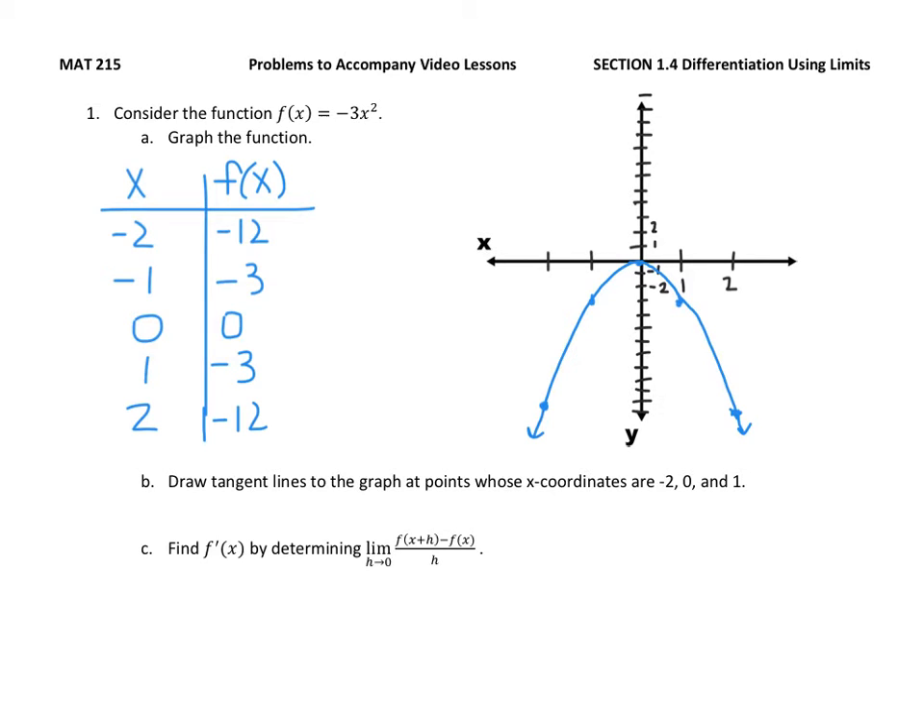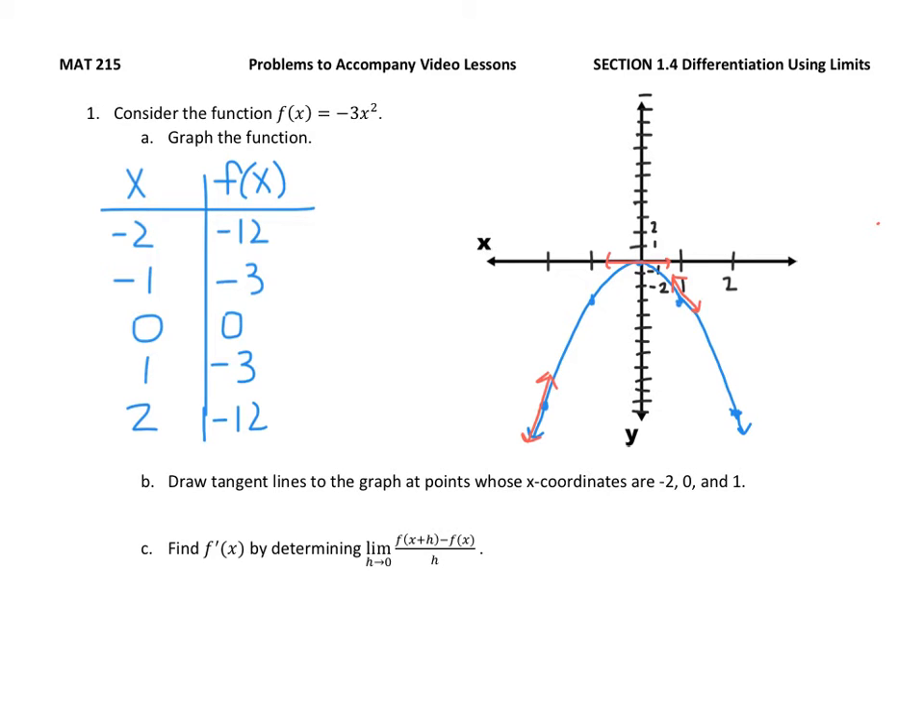Next, what we're going to do in part B is graph tangent lines to the graph at the points whose x-coordinates are negative 2, 0, and 1. Now a tangent line only touches the graph at one point. So the idea is that at x equals negative 2, when we graph that tangent line there in red, it's only touching the graph of the function at negative 2. Same thing at 0. That tangent line is only touching the graph at x equals 0. And then also at 1. The idea is that it's only touching that graph at the x value 1.